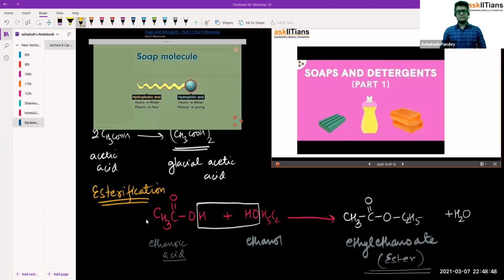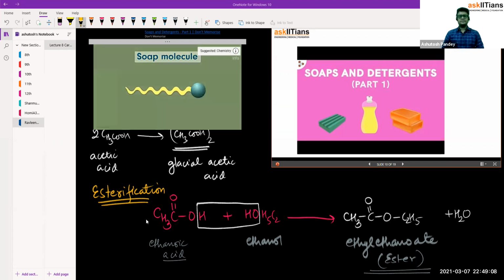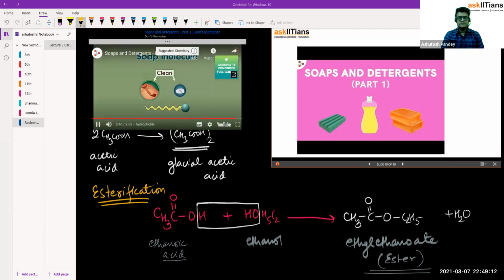Hence, this hydrophilic part, which gets attracted towards polar molecules like water, is also referred to as the polar end. And what will this region be called? You guessed it right. It's called the nonpolar end as it gets attracted towards nonpolar molecules like oil, grease, and so on. Now that we know the typical structure of a soap molecule, let's understand how it helps us clean our clothes or vessels. See you in the next video.